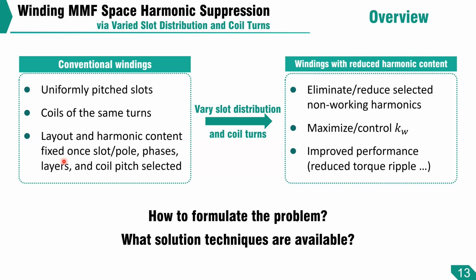If we take the extra step to vary the slot distribution and coil turns, and we do it properly, we end up with windings with reduced space harmonic content. We can reduce or eliminate certain non-working harmonics, maximize or control the winding factor for the working harmonic, and we can improve the machine performance, reduce the torque ripple, etc. So how do we formulate the problem? What are the available solution techniques?